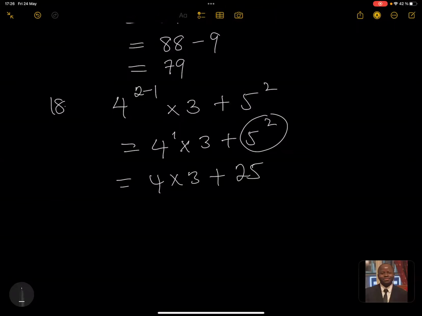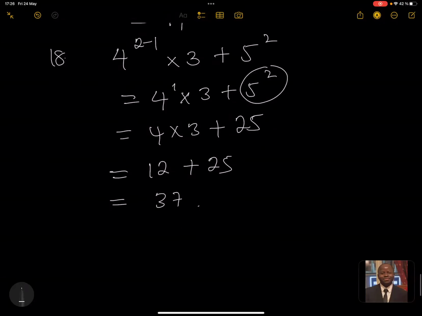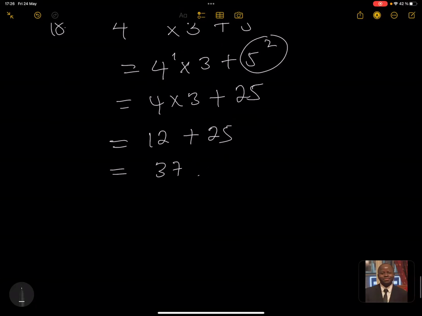So perfect. We have that. We now have this equal to 4 times 3, that is 12, plus 25. All right? So what is 12 plus 25? We got 37. So that is what we get. I want to believe this is correct, and the option is there. Good. We are moving nicely, and then we move on to the next problem, which is question 21.